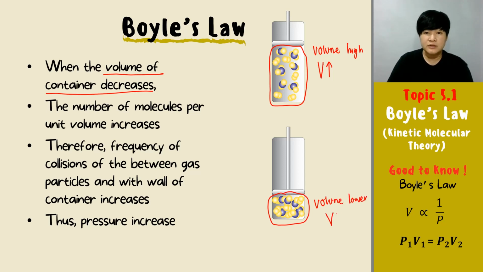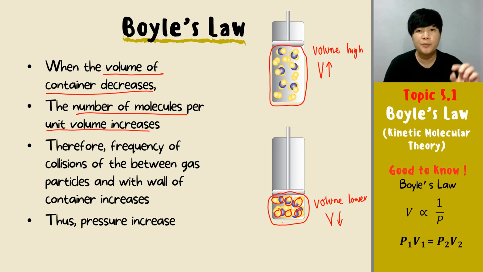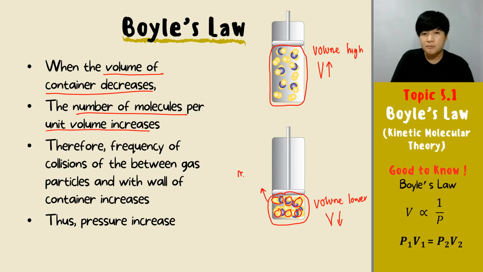When the volume decreases over here, what happens? The number of molecules per unit volume increases. And you can see that the molecules that you have over here are closer to each other. Why are they closer to each other? Because the number of molecules per unit volume increases. Okay? When the number of molecules per unit volume increases, what we can observe over here is the molecules of the gas are closer to each other.